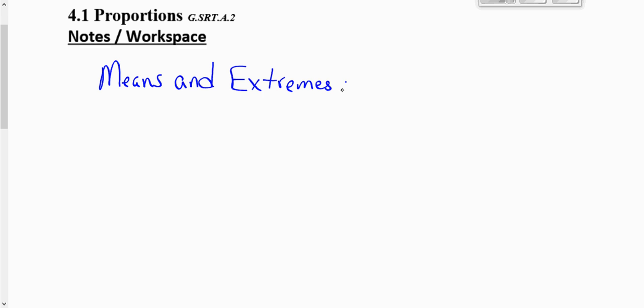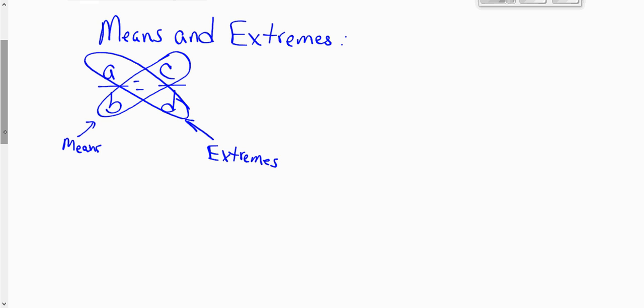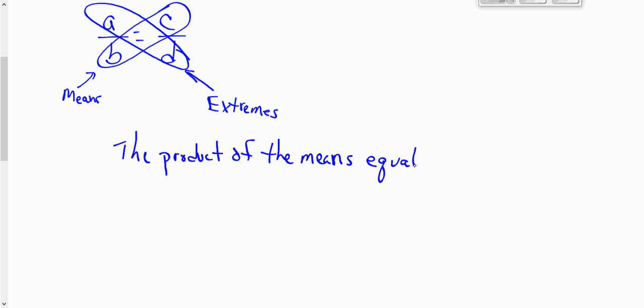Okay? If I have the following, A over B equals C over D, we have names for certain of these things here. These two numbers here, whatever's in here, these are called the means of the proportion. And then these two numbers here are called the extremes of the proportion. And when we cross multiply, we're basically saying that the product of the means is equal to the product of the extremes, okay? So this is important to note. The product of the means equals the product of the extremes.